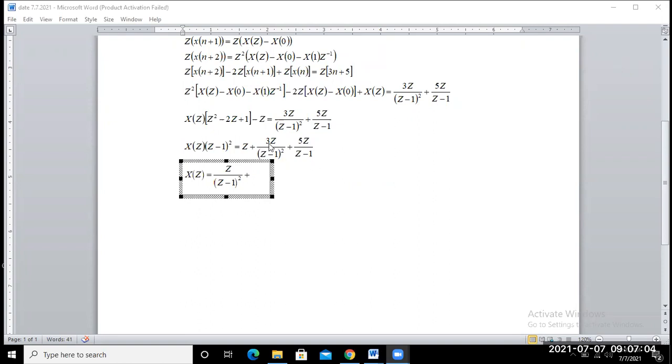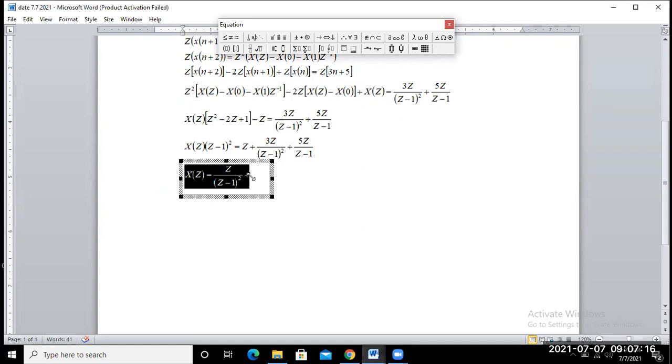So the second term is 3z by z minus 1 whole to the power 2 into z minus 1 whole to the power 2. So it will become z minus 1 whole to the power 4. Okay. So the second term you can simply write here 3z by z minus 1 whole to the power 4.